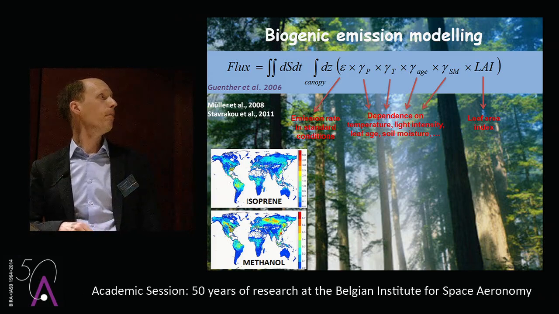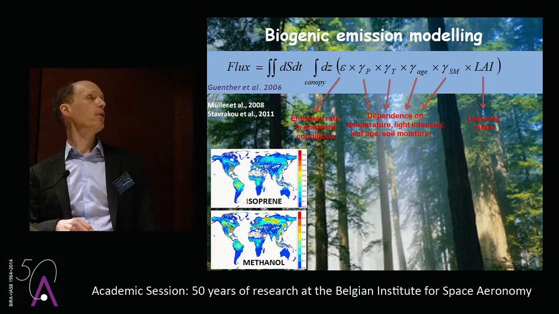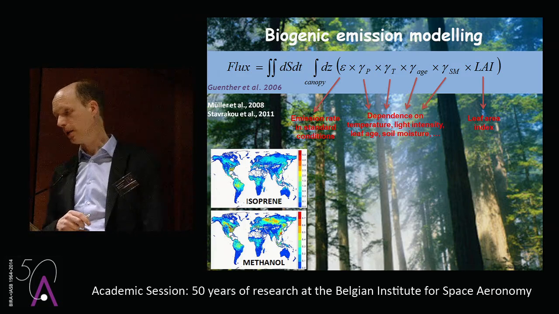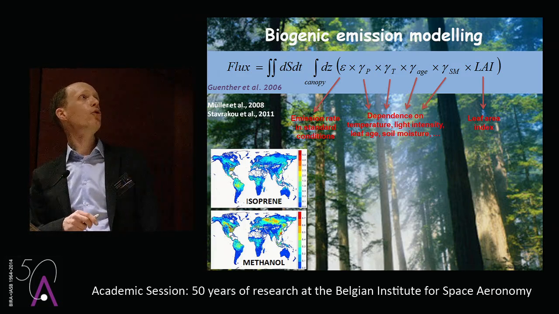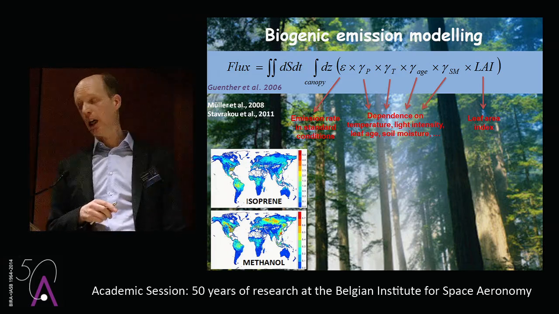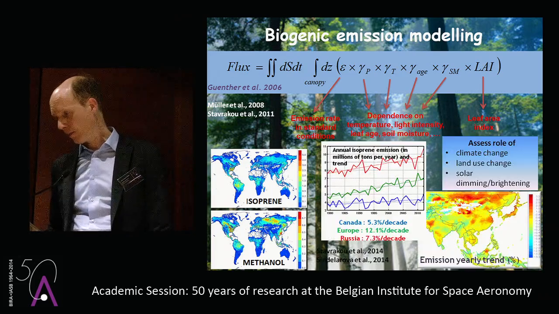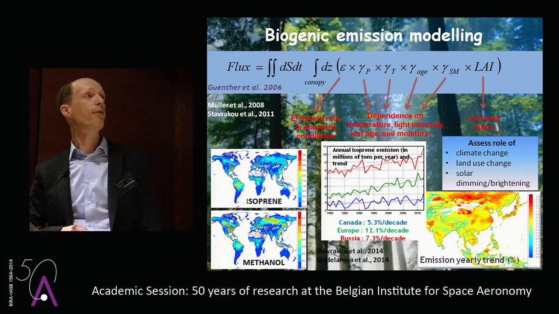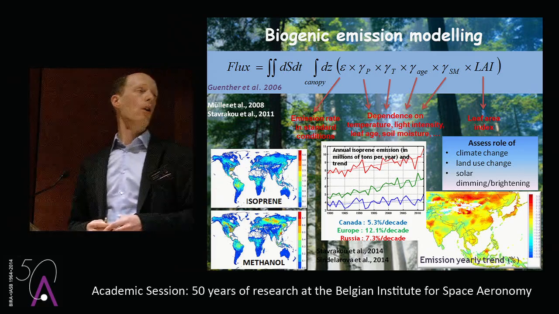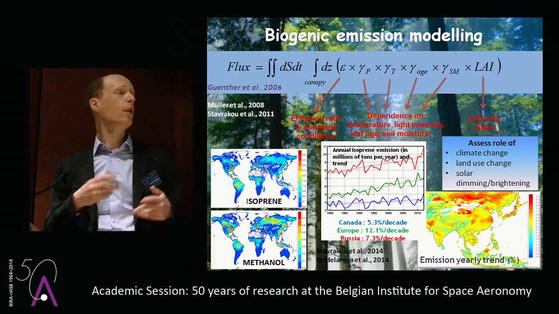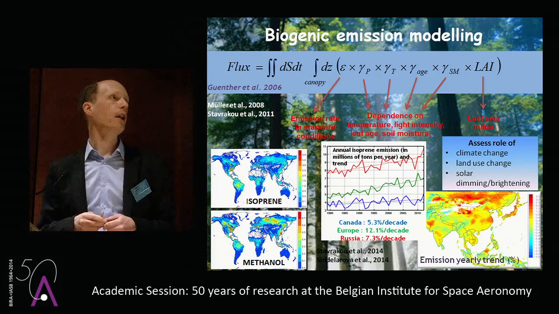So we try to build inventories of emissions of different compounds like isoprene and methanol using meteorological data and data on the distribution of leaves and the emission capacities, which themselves depend on the type of vegetation that you have. We investigate the role of climate change, of land use change, the replacement of forest by crops, for example, and also the effect of solar dimming and brightening associated to changes in the aerosol loading in the atmosphere.